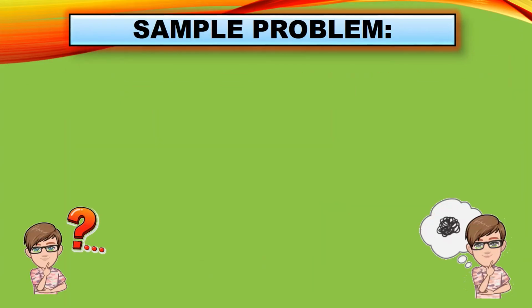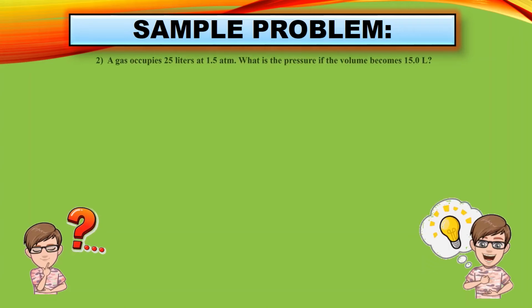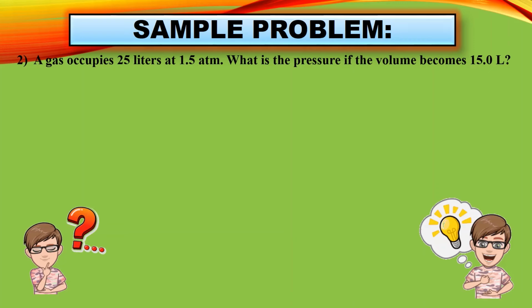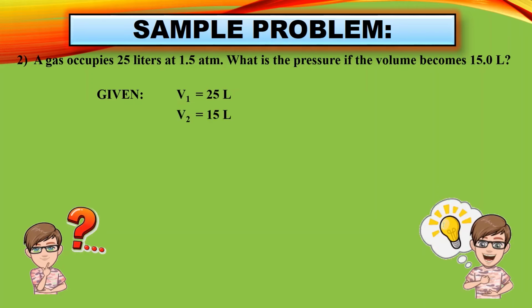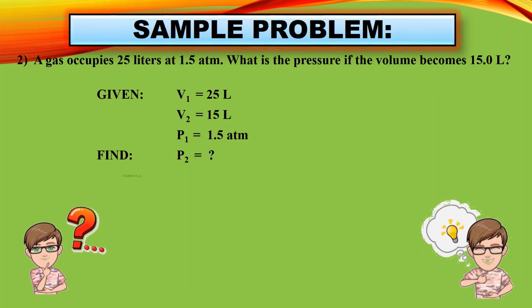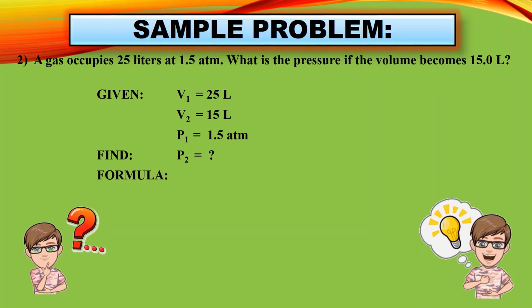Sample problem number 2. A gas occupies 25 liters at 1.5 atm. What is the pressure if the volume becomes 15 liters? First, we are going to write the given. So we have V1 equals 25 liters, V2 15 liters, P1 equals 1.5 atm. So we are going to find P2 or the final pressure. Formula: P2 equals P1 V1 over V2.